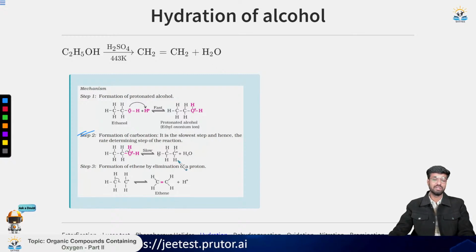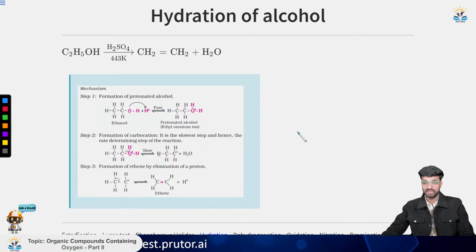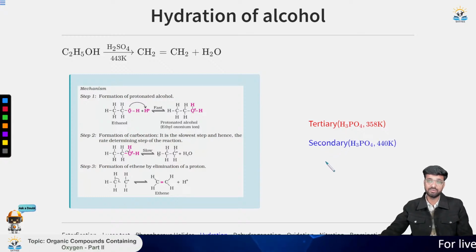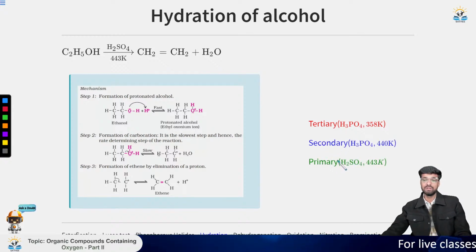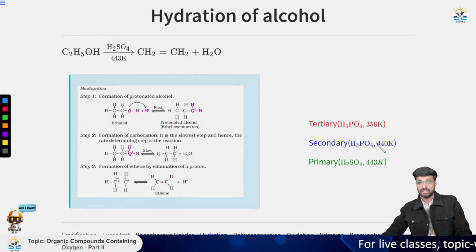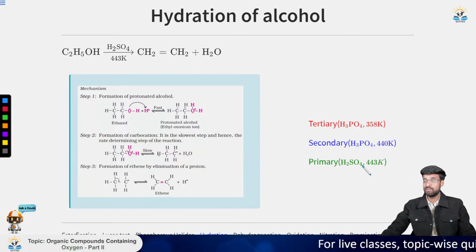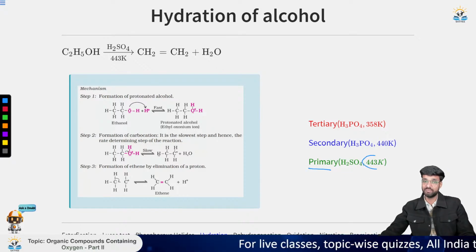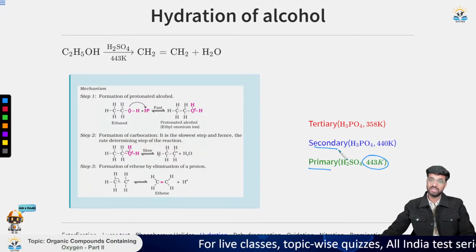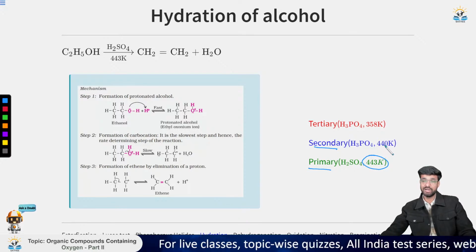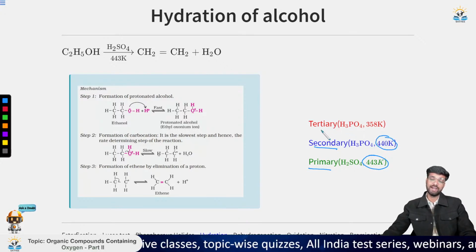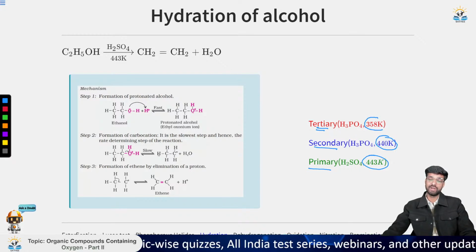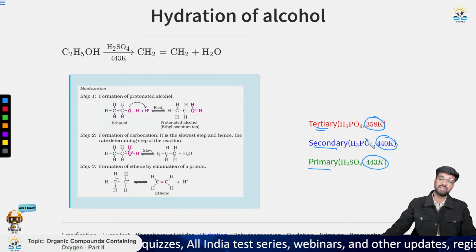Now since the carbocation stability is accordingly, the tertiary alcohol is the fastest reacting one. Then we have the secondary alcohol, and then we have the primary alcohol. So the temperature is increased accordingly, means we have to provide more temperature, because since the stability of the primary is least, we have to provide the highest temperature, which is 443 Kelvin. Then for secondary, since it is the moderate one, we have to provide 440 Kelvin, and tertiary is the most stable carbocation of all, so we have to provide a lower temperature, that is 358 Kelvin.